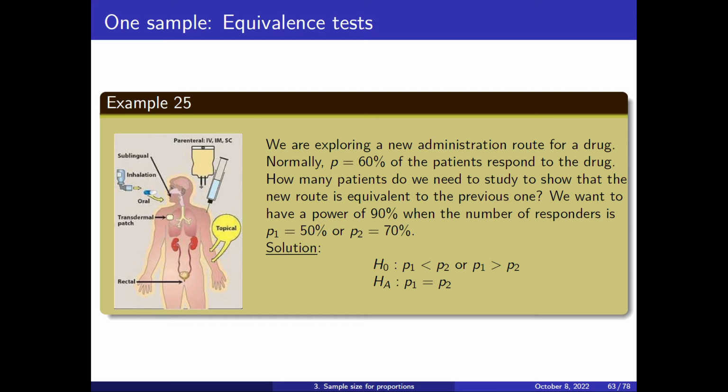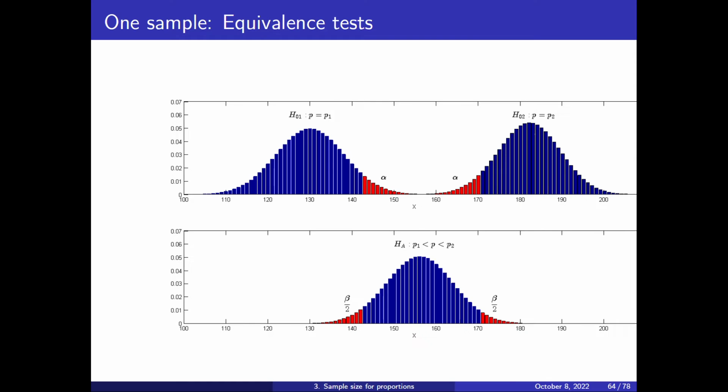Okay, so let's say that we are exploring a new administration route for a drug, and normally 60% of the patients respond to the drug with the normal route. How many patients do we need to study to show that the new route is equivalent to the previous one? And we want to have a statistical power of 90% if the number of responders deviates from 60% in either way. So either it is smaller than 50 or it is larger than 70. So how many do we need for that?